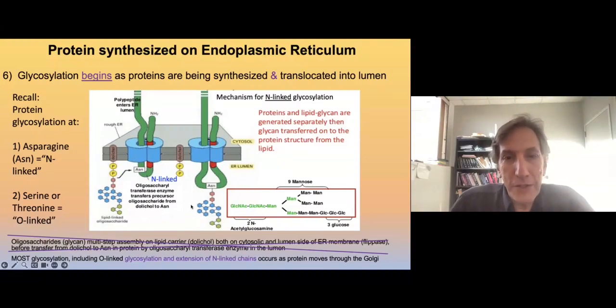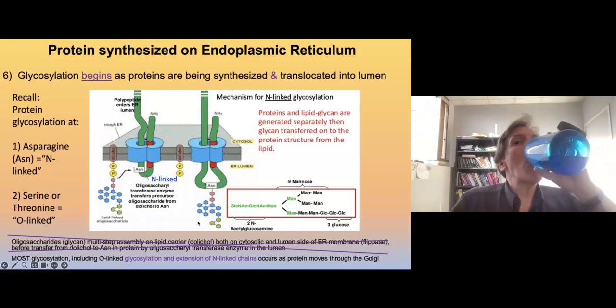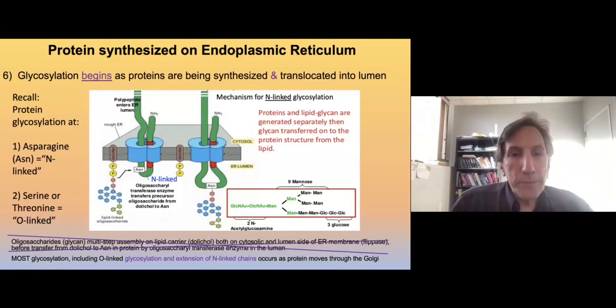This particular sugar can be modified further. Sugars are added and then subtracted in the Golgi. So it's not always the end of the N-linked modification in the ER, but it's the start of it. All proteins that are N-linked glycosylated, that initiates in the ER. As it says here, the protein and the lipid glycan are generated separately, and then the glycan, which is the oligosaccharide, is transferred onto the asparagine.